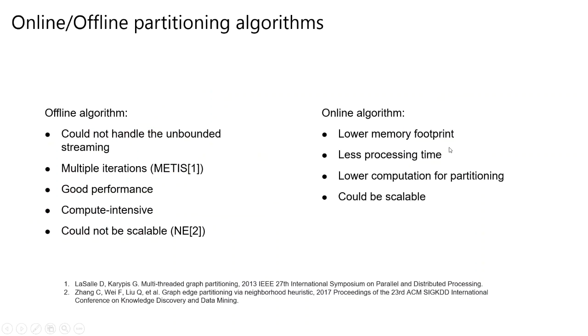For edge streaming partition algorithms, there are also online and offline partition algorithms. An offline algorithm needs to load the full graph to memory, so it couldn't handle the unbounded stream, and after multiple iterations, it yields good performance. However, it is computation intensive and difficult to scale. An online algorithm, in contrast, has lower memory footprint, less processing time, lower complexity, and needs lower computation for partitioning. Lastly, it can be scalable.